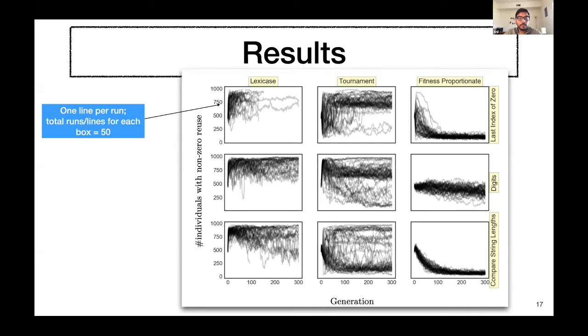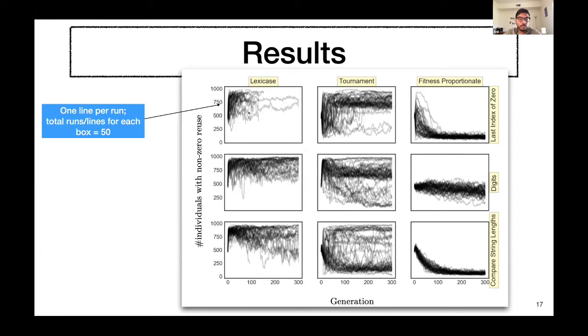So here's another set of results. These plots show the number of individuals with a non-zero value of the reuse metric with the generation. Each line represents a single run and denotes the number of individuals out of 1000 in a given generation which has a non-zero value of the reuse metric. There are some incomplete lines which represent runs that produced a solution before hitting the generation limit of 300.